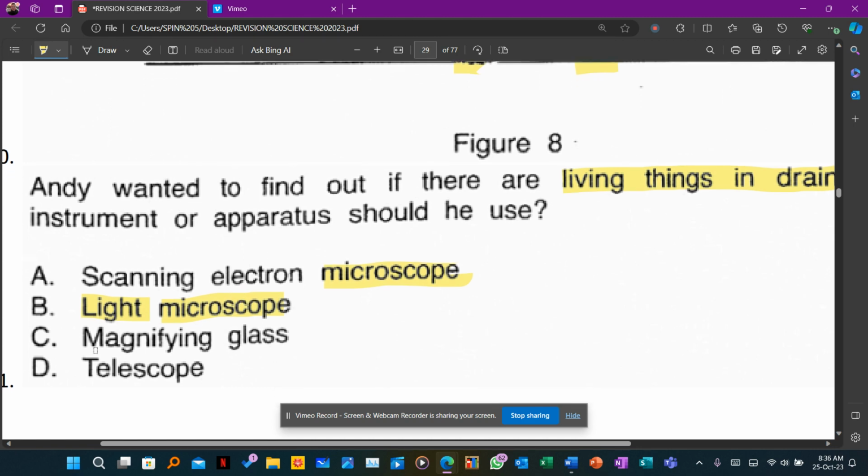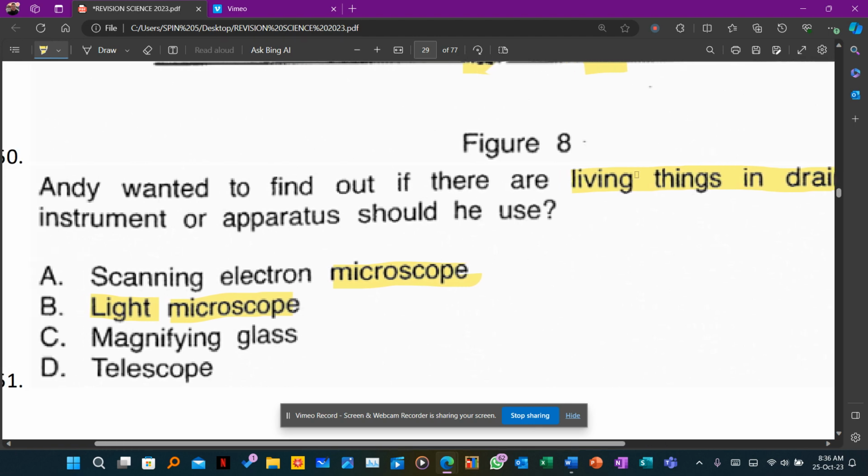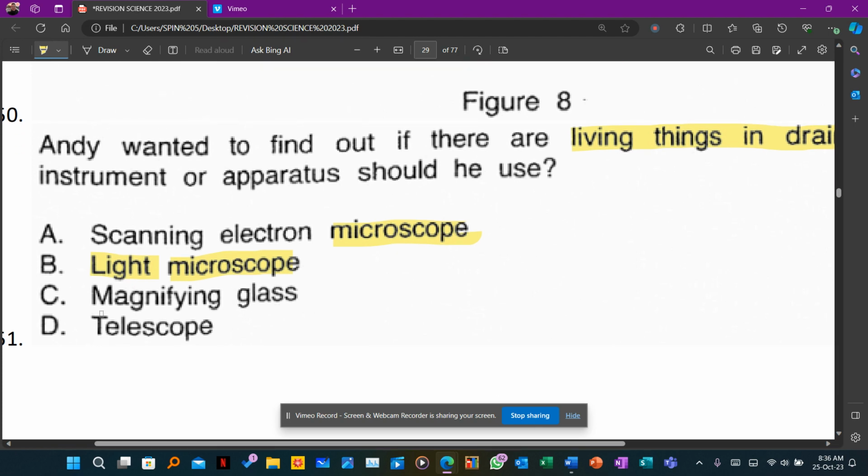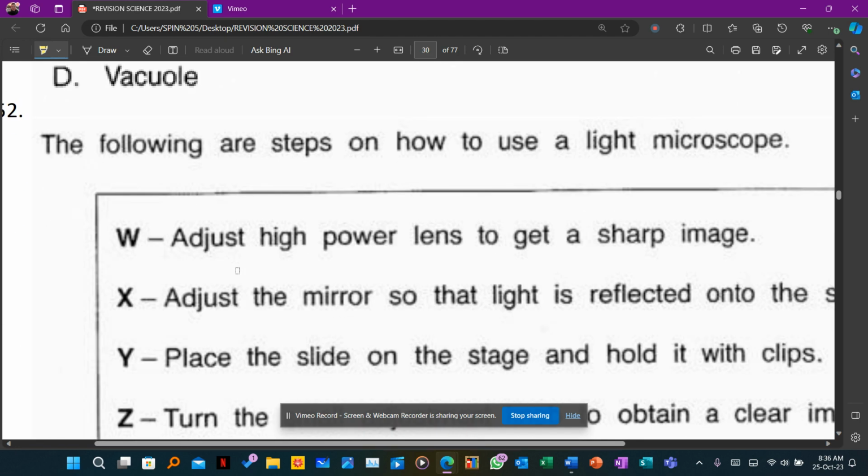Using magnifying glass is not enough. The microorganism would be too small to be seen using magnifying glass, and telescope is used to see planets or stars in space. So that one is definitely out. Therefore, the answer here is light microscope.